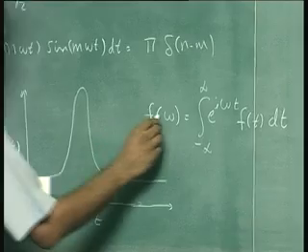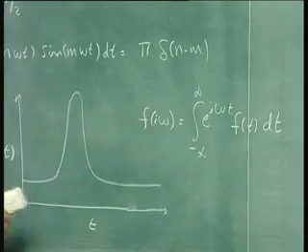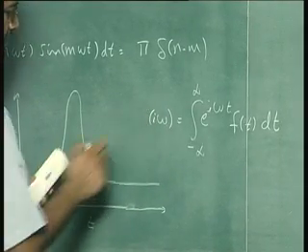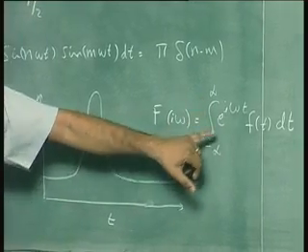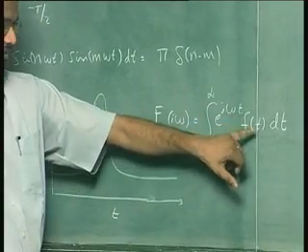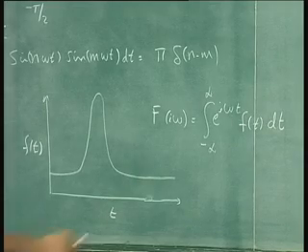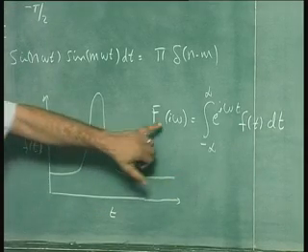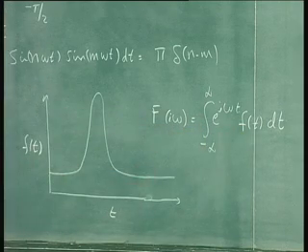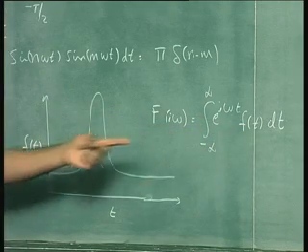Actually you should write F of i omega, normally written with a capital F. So F of i omega is the integral from minus infinity to plus infinity of e to the power of i omega t f of t dt. And this function is called the Fourier transform of f of t for some variable t.